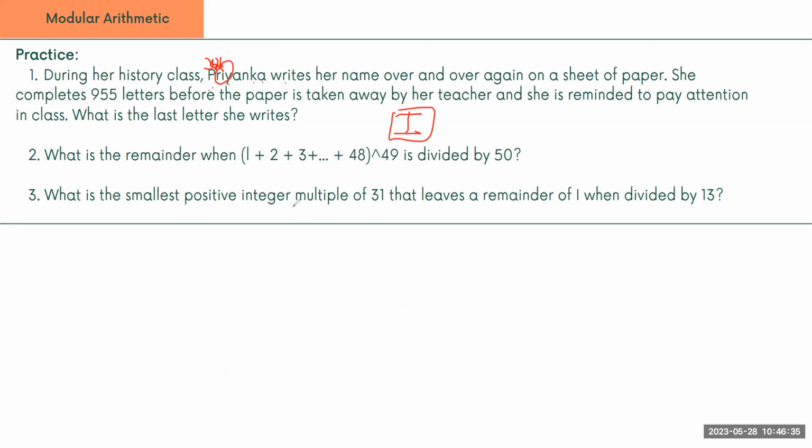So next we have, what is the remainder when this thing is divided by 50? First, whenever you see a sum like this that obviously has a formula, you should probably write it in the formula. So 48 times 49 over 2, which equals 24 times 49, right? So next we notice that we want to take this mod 50. And then we notice that 49 is actually going to be -1 mod 50.